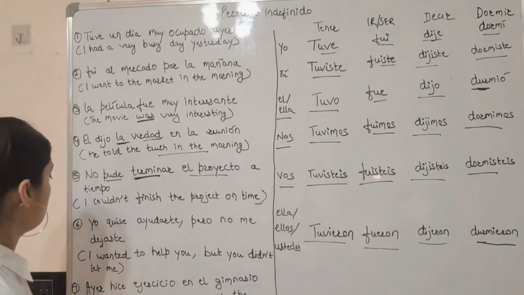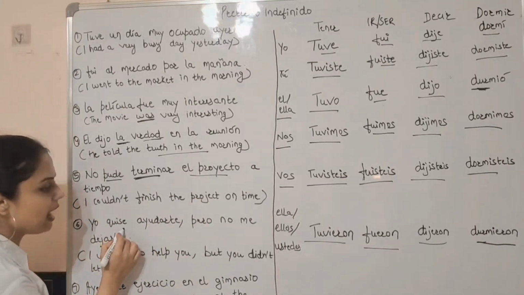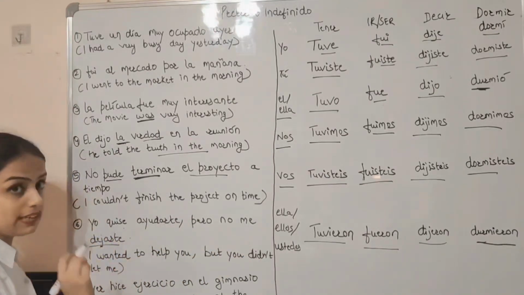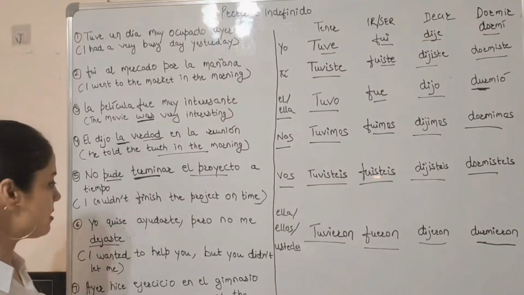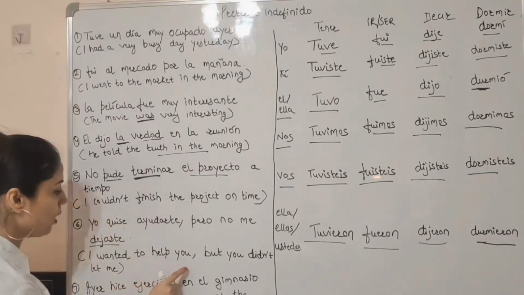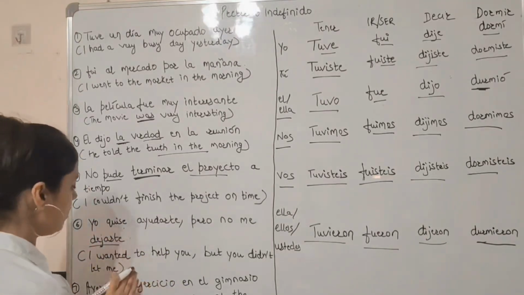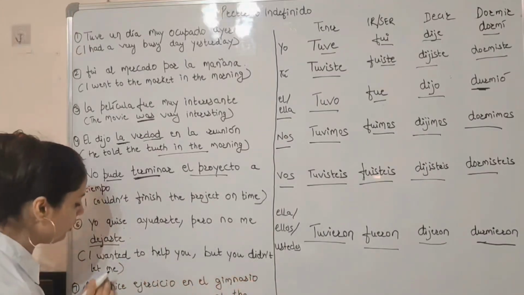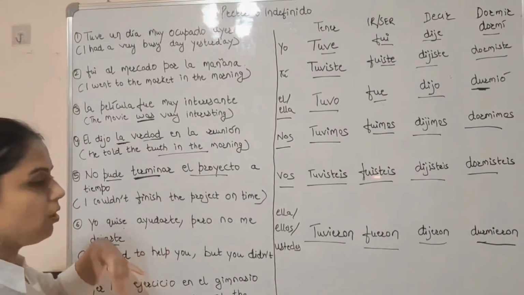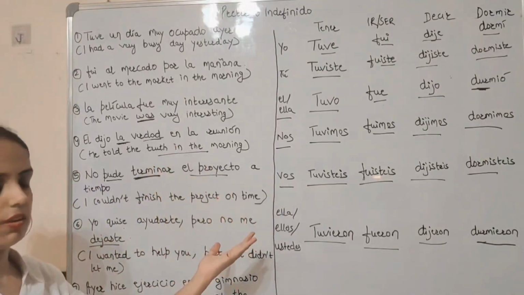Vale? The next one is: Yo quise ayudarte pero no me dejaste. Yo quise, yo form. Yo quise ayudarte pero no me dejaste. I wanted to help you, but you didn't let me. That means he is talking about the past, right?